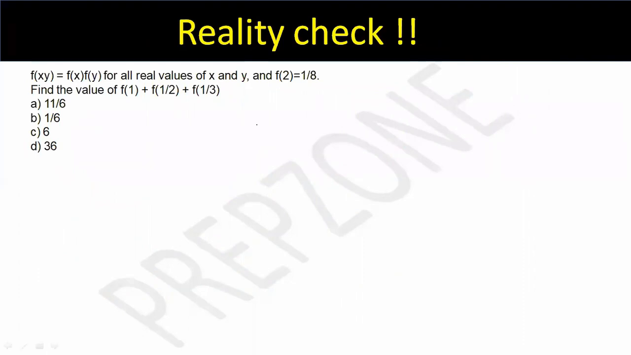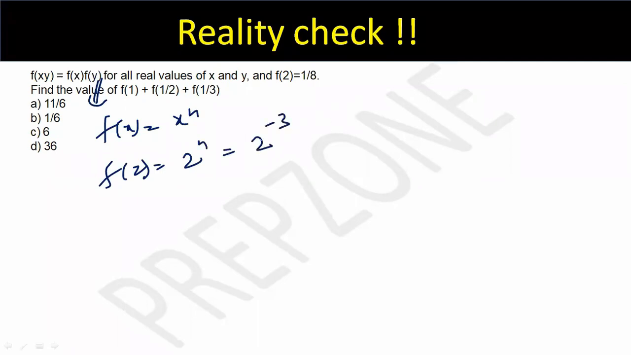We have already discussed f of xy equals f of x into f of y. So f of x has to be x to the power n. F of 2 is given as 1 by 8. 1 by 8 is nothing but 2 to the power minus 3. So n is equal to minus 3. So f of x is nothing but 1 by x cube. So f of 1 is 1. F of 1 by 2 is 2 cube, and f of 3 is 1 by 3 cube. If you just add, 1 plus 8 plus 27 is 36. Okay, a very simple question that should have been solved in, I think, 15-20 seconds, not more than that.